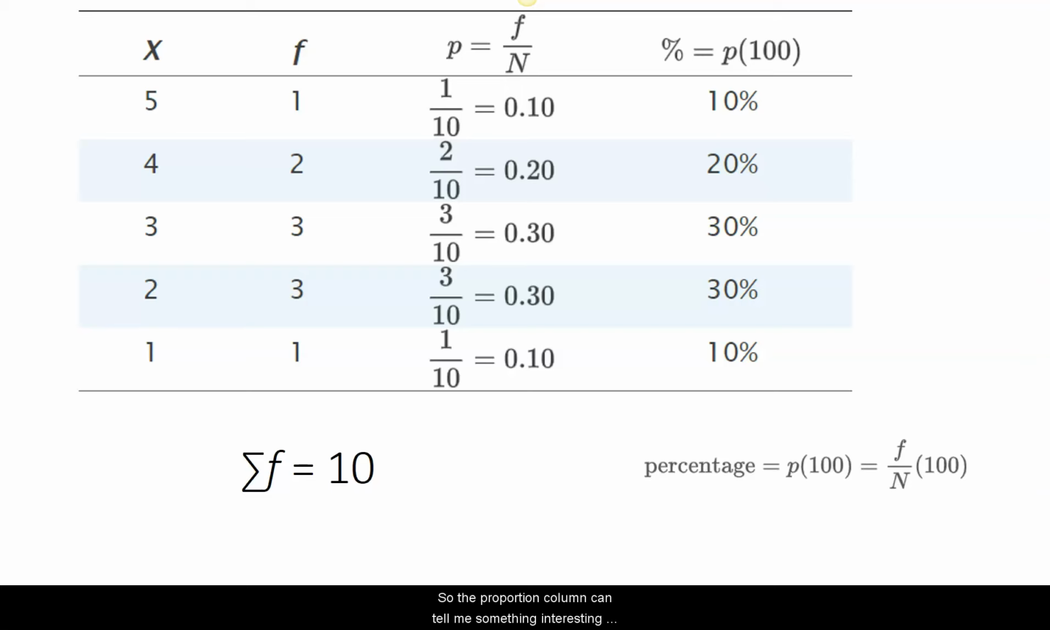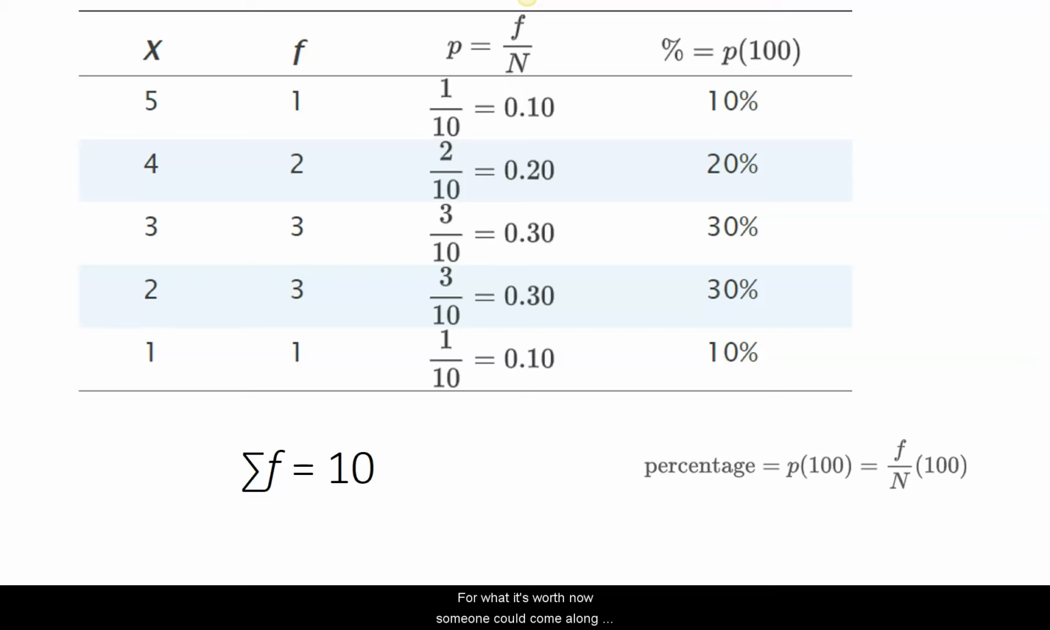So the proportion column can tell me something interesting. What proportion gave that answer? And of course, 1 out of 10 is 0.10, 2 out of 10, 0.20 rather, 3 out of 10, 0.30, etc. Of course, the sum of those proportions would equal 1. I can check that in my head, 0.1 plus 0.2 plus 0.3, etc., all equals 1. And if I wanted to, I can convert those proportions to percentages, 10%, 20%, 30%, etc., for what it's worth.